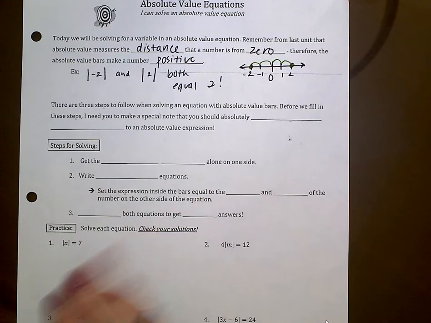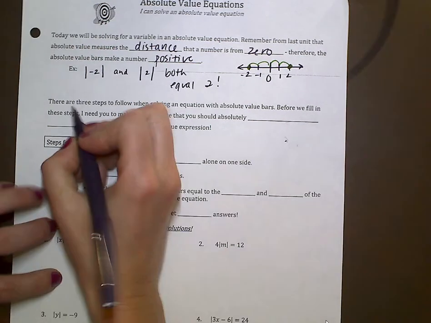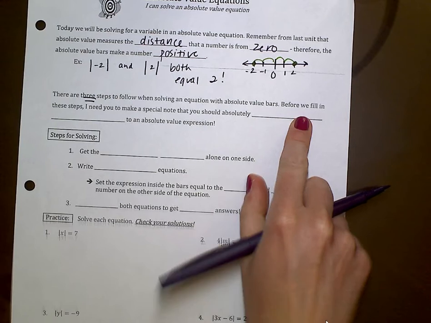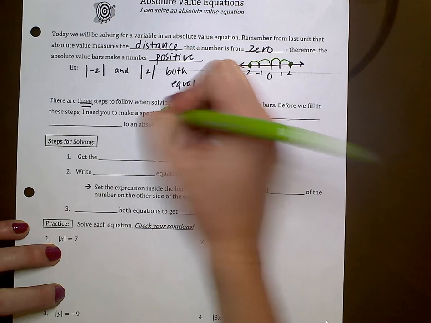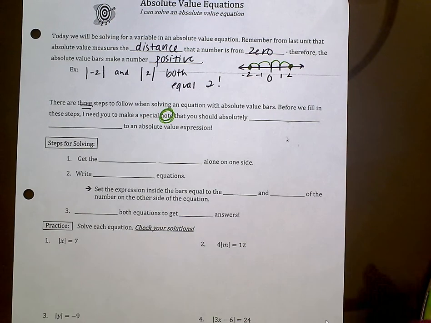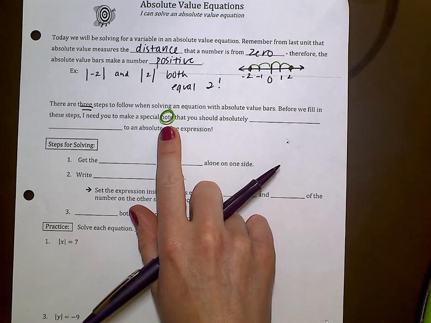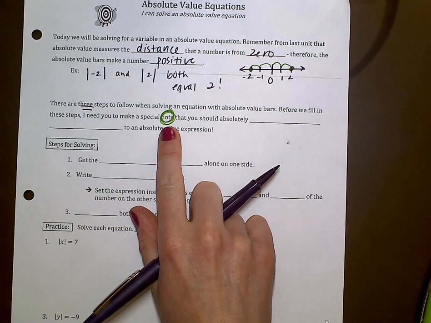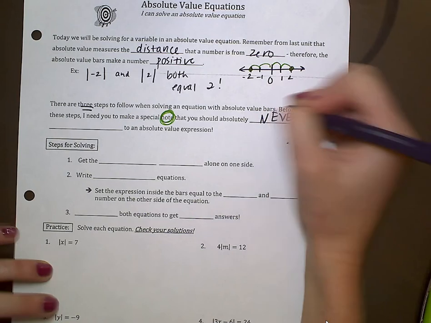Before we get into a few examples, at the bottom I'm going to give you 3 steps that I feel you should follow to make solving these equations a little bit simpler. You should definitely follow these 3 steps. Before we fill in these steps, I need you to note one thing. Special note, seriously try to remember this. I'm going to keep pointing it out in class. This goes against what you would want to do when you see these equations, but you should absolutely never, and I'm going to capitalize it because I know it's going to happen, you can't do this.